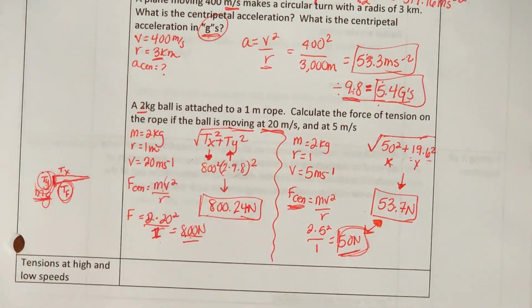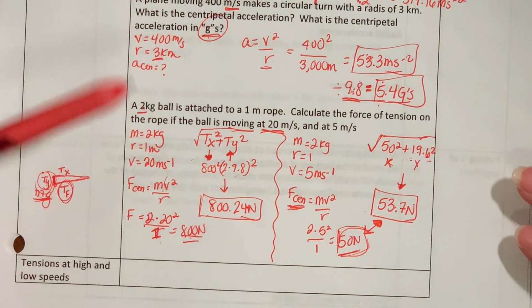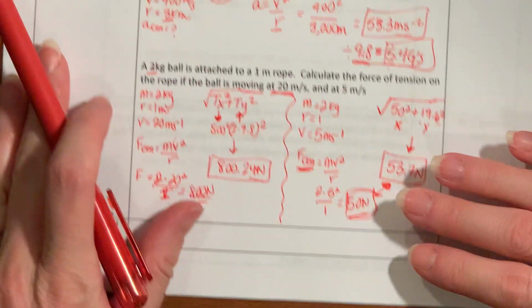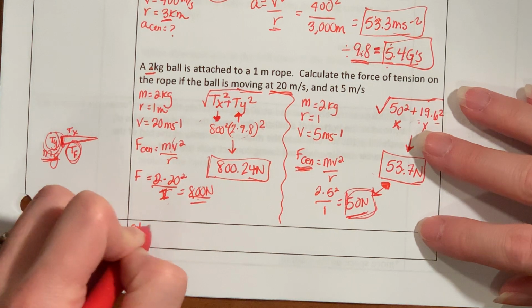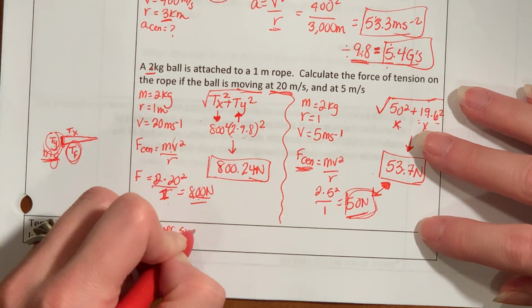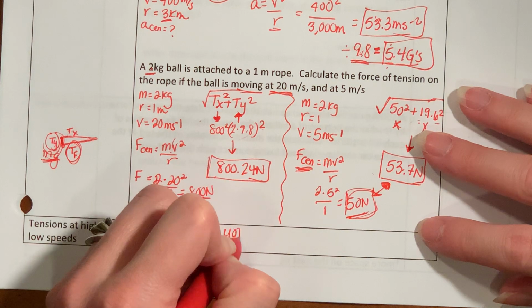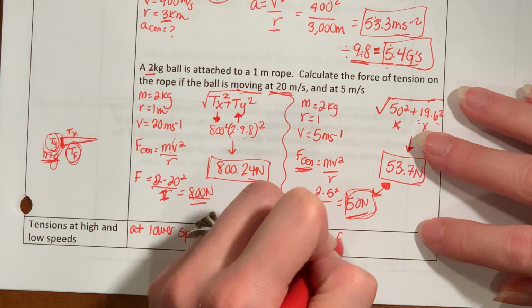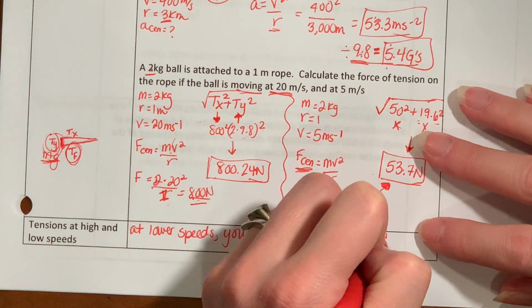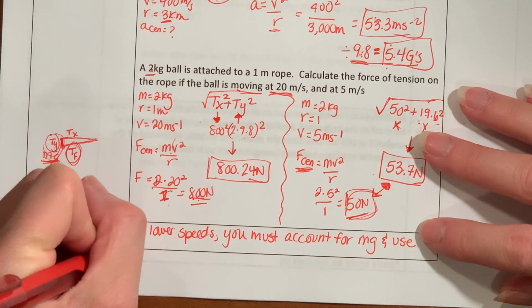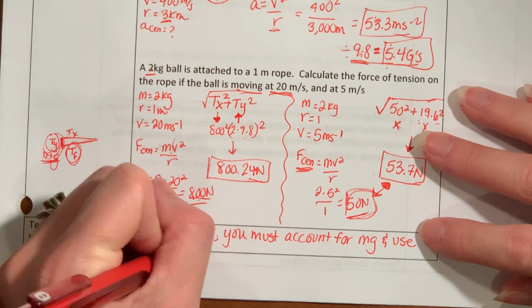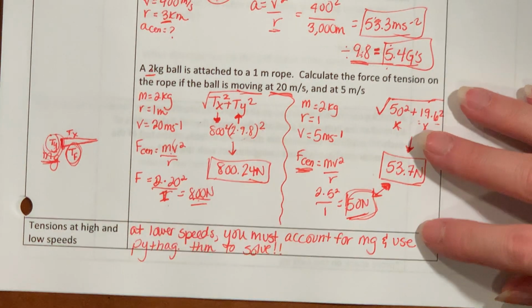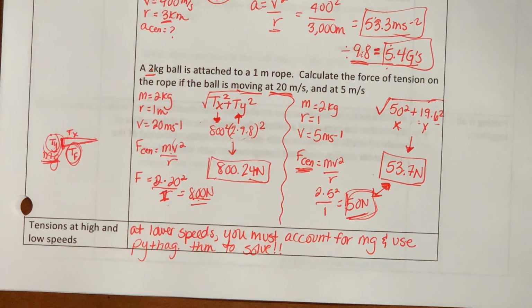800 to 800.24, give it a rest, right? It doesn't really make that big of a difference. So when we are talking about tensions at high and low speeds, at lower speeds, you've got to account for mg and use the Pythagorean theorem to solve. At higher speeds, it doesn't really make a difference.